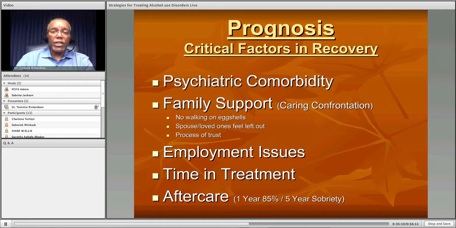No walking on eggshells. Spouse and loved ones usually feel left out. Bring them in. Let the patient know that it's a family disease and that their behavior has impacted the family directly and indirectly, and the family needs to be treated as well. And there must be a reestablishment of trust. Employment issues have to be addressed, time in treatment, and aftercare. For people who participate in aftercare for 1 year, the success rate is about 85% that they will be abstinent for 5 years.